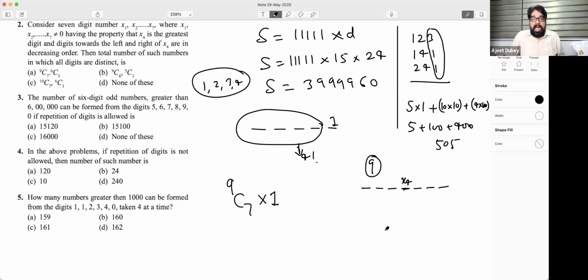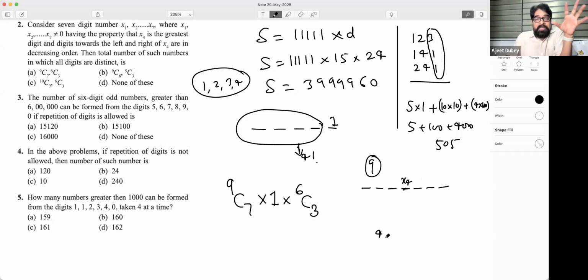Now, I have to fill here 3 and here 3. From the balance 6, I have to select 3 digits. In how many ways can I select? 6C3. And that I will place it here. In how many ways? Only one way. Why one way? Because this is a decreasing order.